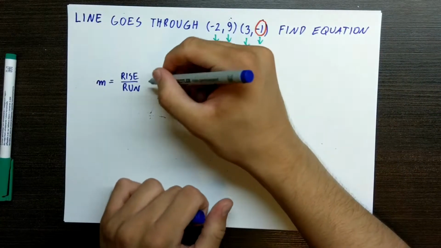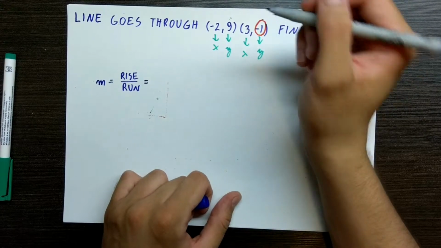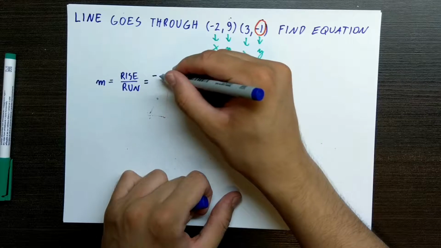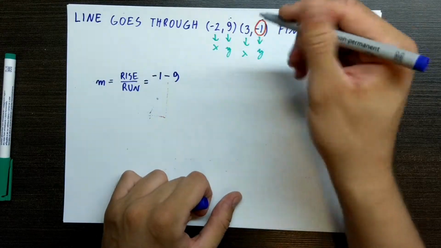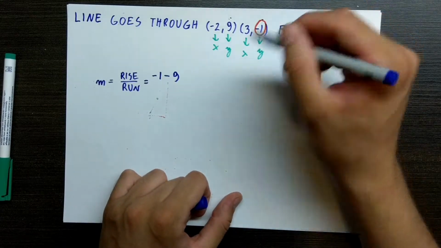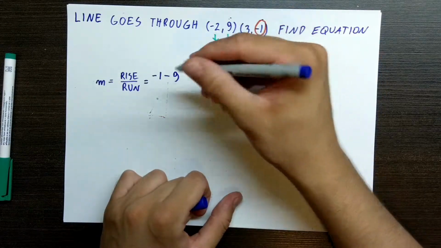So rise is equal to a change. So it's equal to a difference of these 2 points. So rise is equal to -1 - 9. And we always have to start with the ending point. I will explain to you what is happening here later. But that's how you figure out the rise.